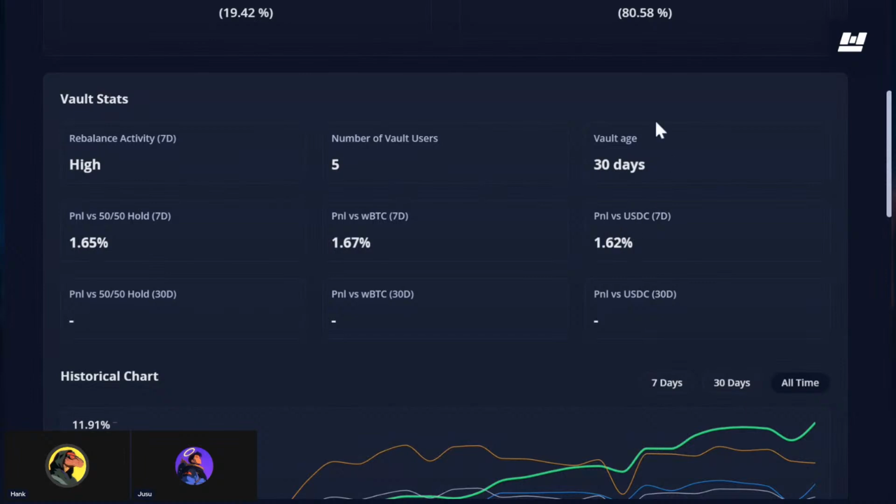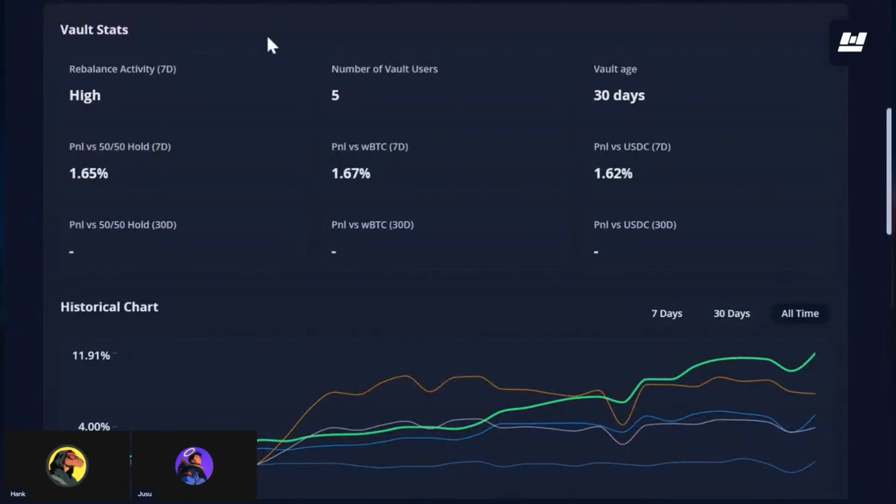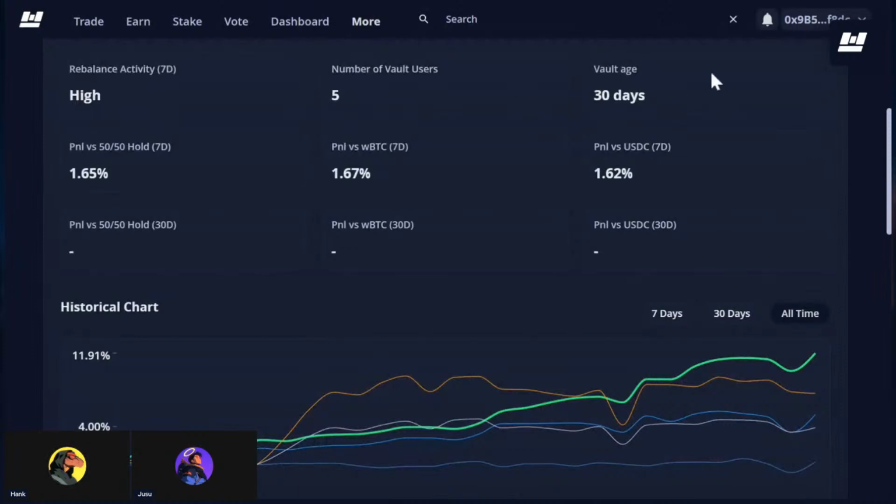Let's start out with the vault stats themselves. I would not go too much into this part. What you can see here is the general rebalancing activity. If it's high, it gives you an indicator: is the operator very active? Is he responsive? Is he on top of that pool? So high is always very good. You can see the number of vault users, how many have entered this vault, and the age of it.